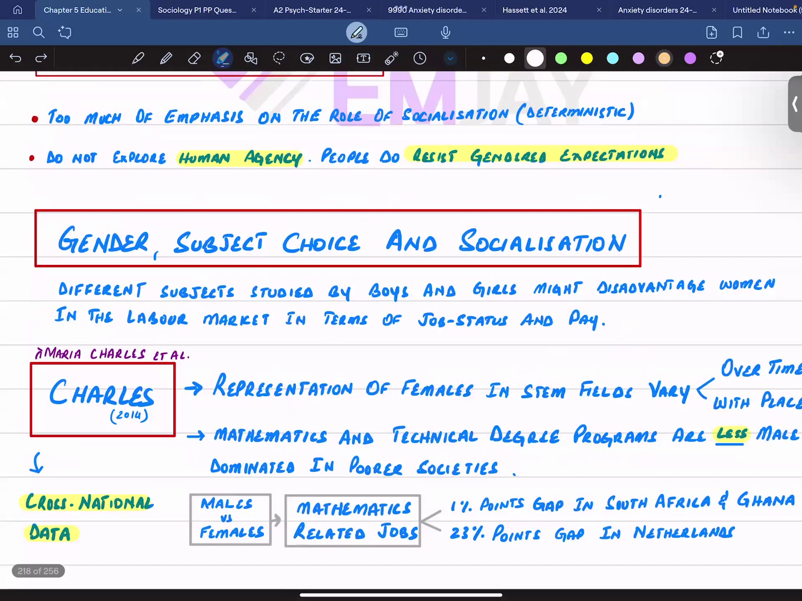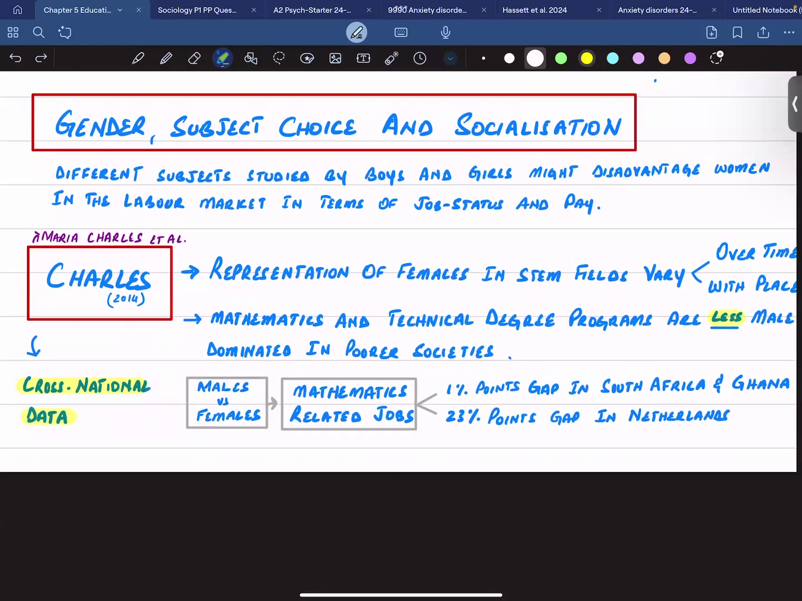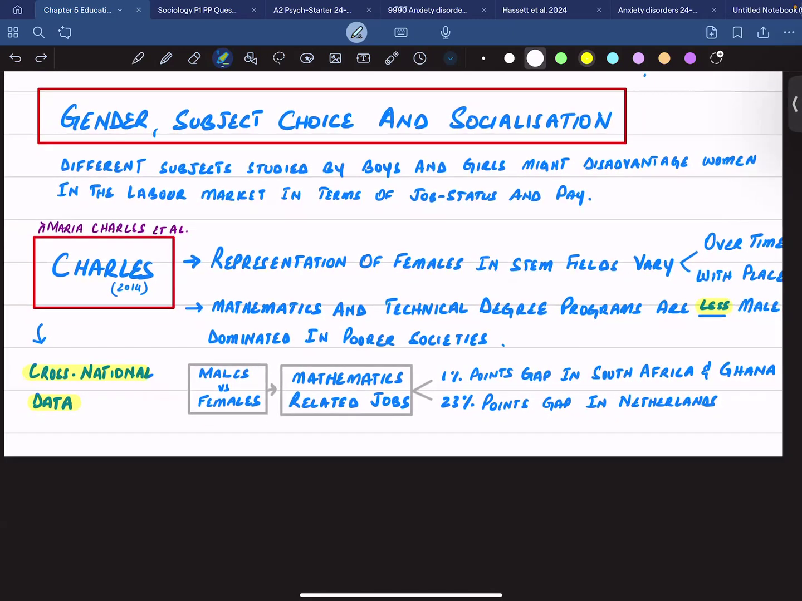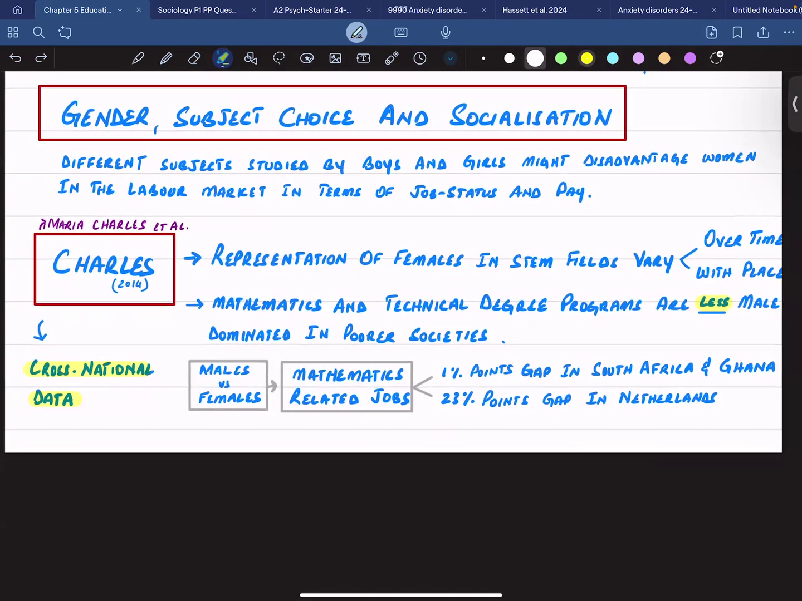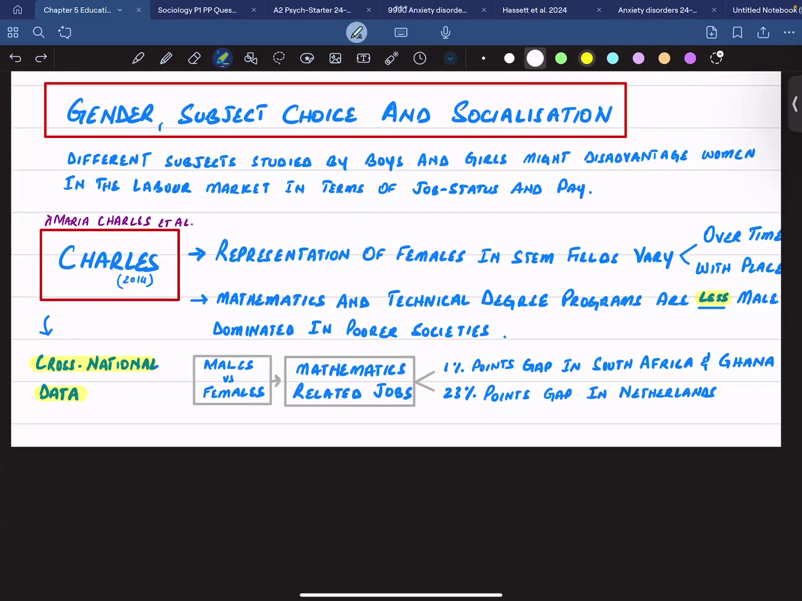So moving on, if I talk about the relationship between gender, subject choice, and socialization, different subjects studied by boys and girls might disadvantage women in the labor market in terms of job status and pay. That's exactly what I'd said a couple of minutes ago. So this study that was conducted by Charles et al., that is Maria Charles et al., in 2014, that is a good 10 years ago. Through this research, we found out that the representation of females in STEM fields, science, technology, engineering, and mathematics fields, varies, and this varies over time and with places as well.